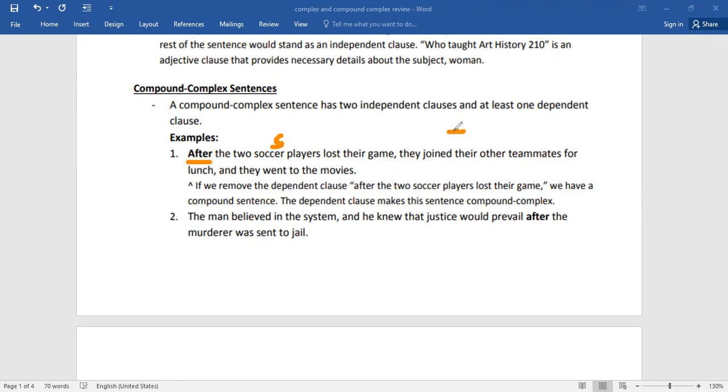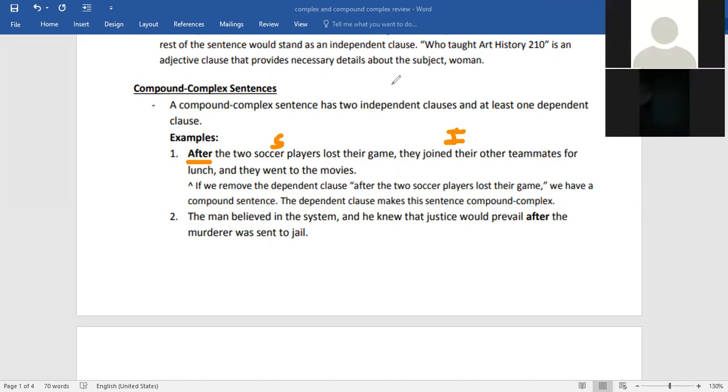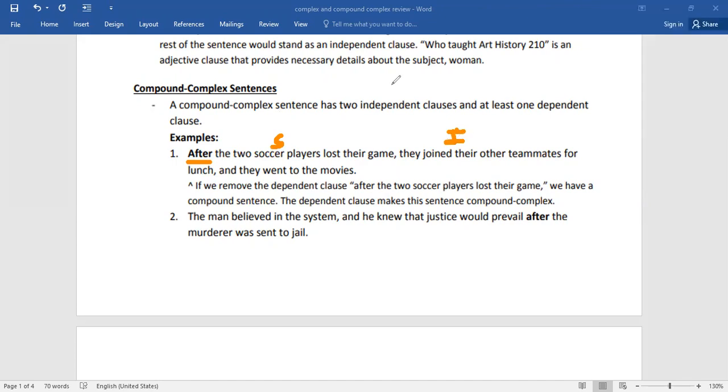Remember, in order for us to have a compound-complex, we must have more than one independent clause. My second independent clause would be they went to the movies. This is independent clause number two. How are the independent clauses here joined? We see they're joined by the comma and, which is my fanboys, my coordinating conjunction. So again, I have one subordinate and two independents. That is a compound-complex.